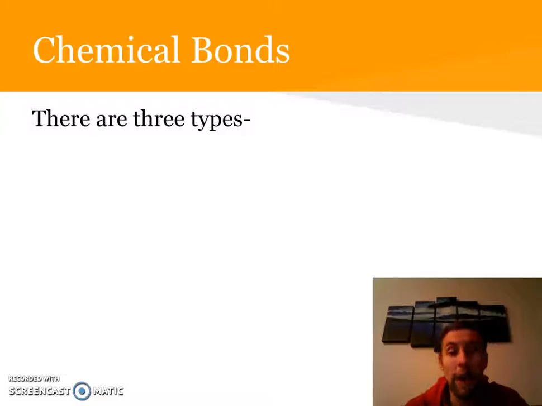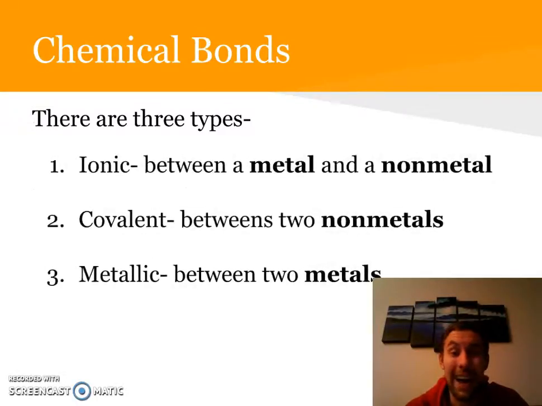Okay, so our chemical bonds, there are 3 main types. Ionic, which is generally between a metal and nonmetal. Make sure you know that. Covalent, they're cooperating between 2 nonmetals. And metallic are between, surprisingly, 2 metals.